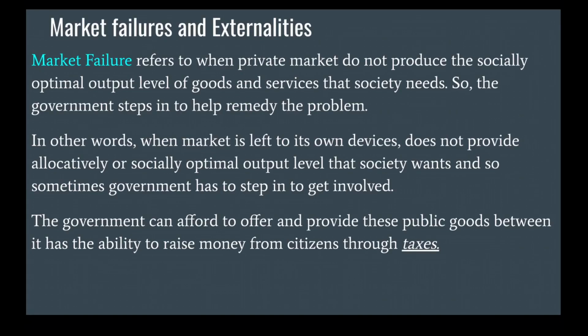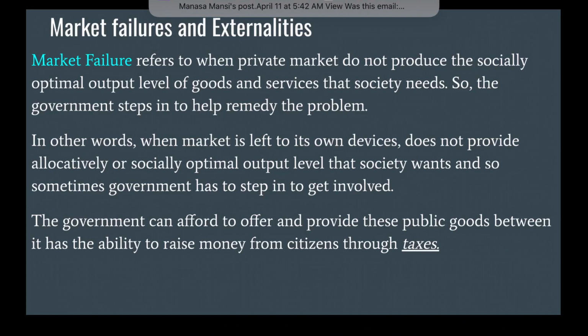Market failures and externalities. Market failure refers to when private markets do not produce the socially optimal output level of goods and services that society needs. So the government steps in to help remedy the problem. In other words, when the market is left to its own devices, it does not provide the allocatively or socially optimal output level that society wants, and so sometimes the government has to step in to get involved.